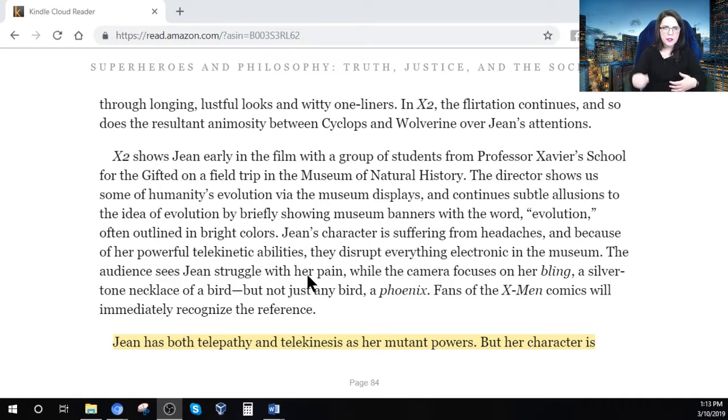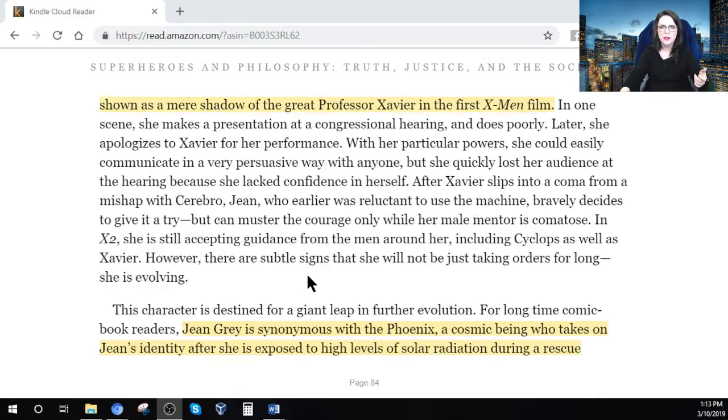So after she has summarized part of the movie and part of Jean's backstory, Housel goes on to tell you about her capabilities, which are telepathy and telekinesis. Now, oftentimes within X-Men, Jean Grey doesn't think that she's as powerful as Professor X or other people around her, and she also seems to think this in the X2 movie as well.